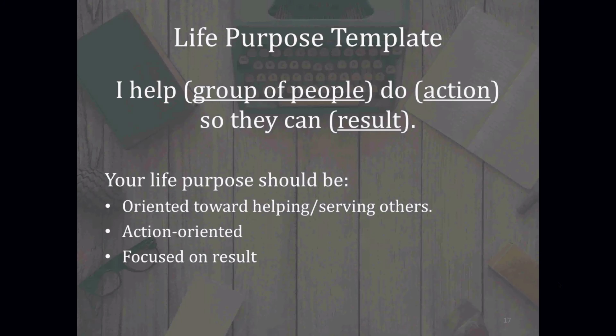Number 2, I believe your life purpose should be action-oriented. What do you want to help people do? I mean, you don't want to help them just to sit around on their hands. You want to help them to do something active. What is the result that you're trying to help people accomplish? And then number 3, of course, it should be focused on those results. What is the ultimate aim you're trying to help people do? Just something to think about.